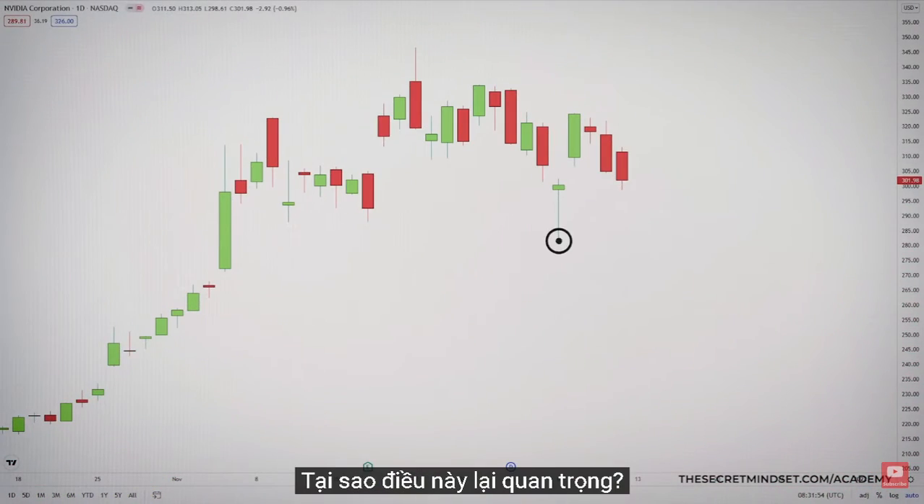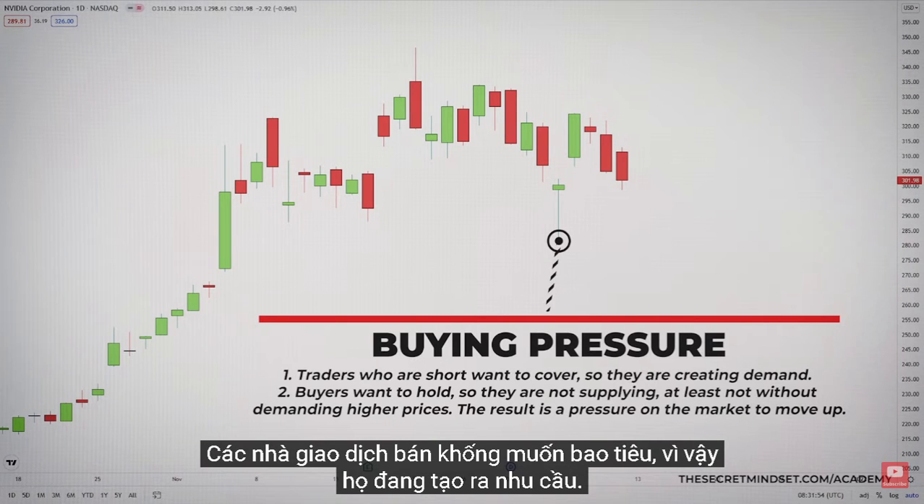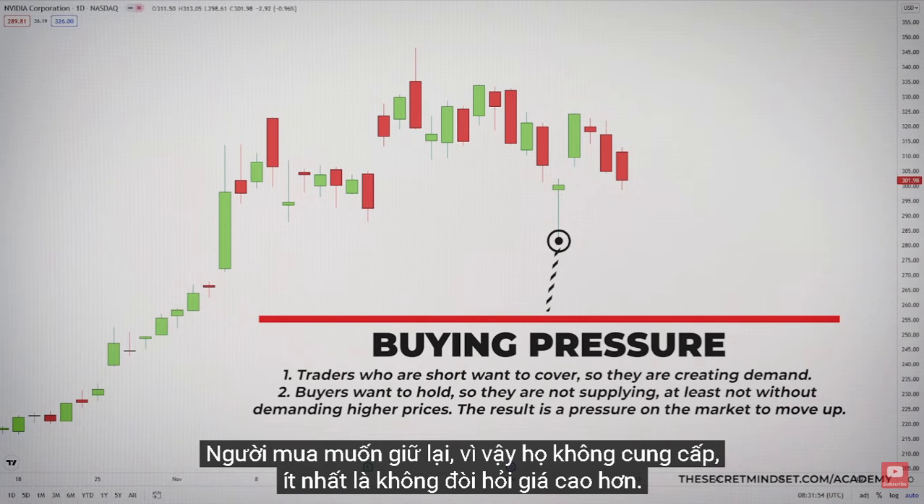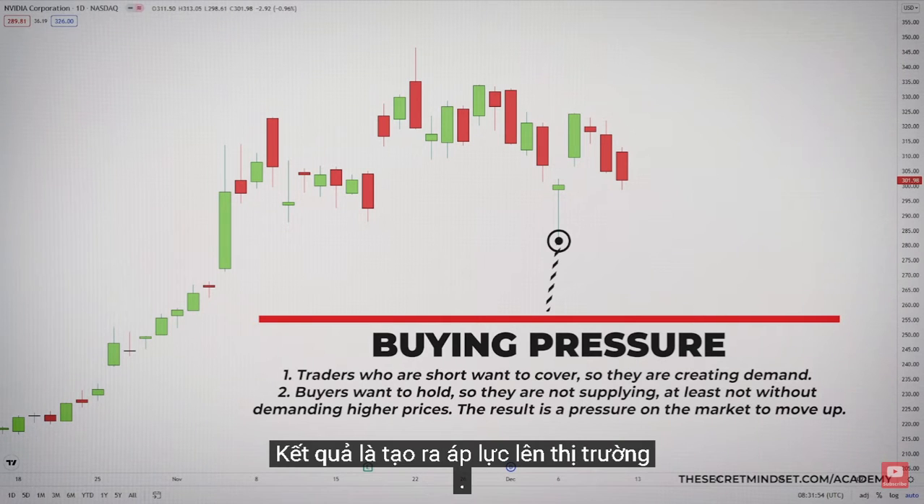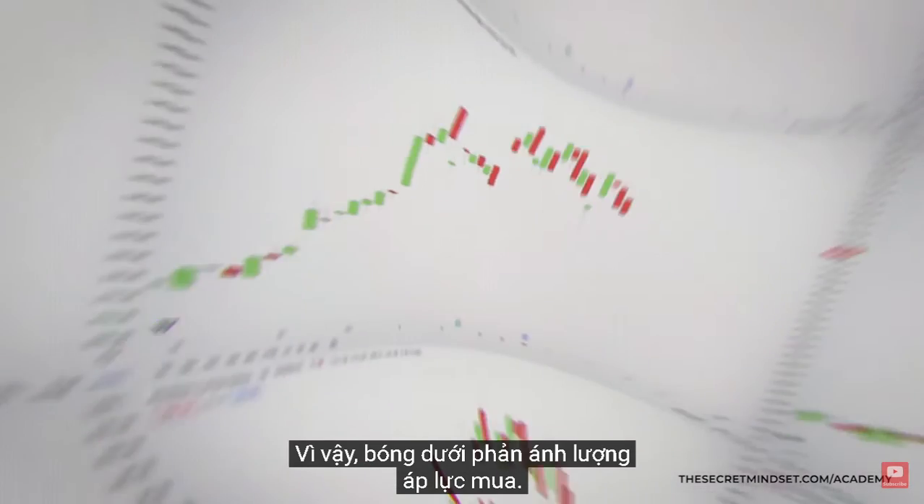So why is this important? Well, together, they are likely to produce buying pressure. The traders who are short want to cover, so they are creating demand. The buyers want to hold, so they are not supplying, at least not without demanding higher prices. The result is a pressure on the market to move up. So the lower shadow reflects the amount of buying pressure.